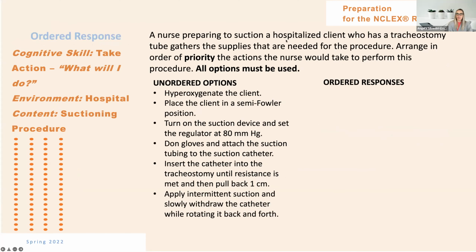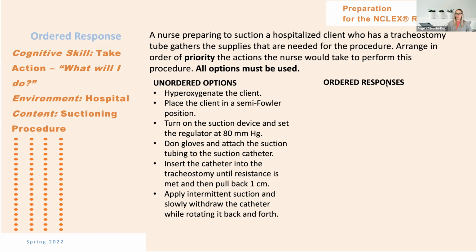All right, so this one we don't have polling with, so we can just talk through this. This is an example of an order response question. So it reads, a nurse preparing to suction a hospitalized client who has a tracheostomy tube gathers the supplies that are needed for the procedure. Arrange in order of priority the actions the nurse would take. All options must be used.